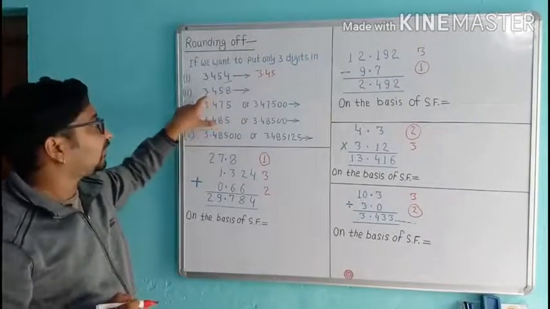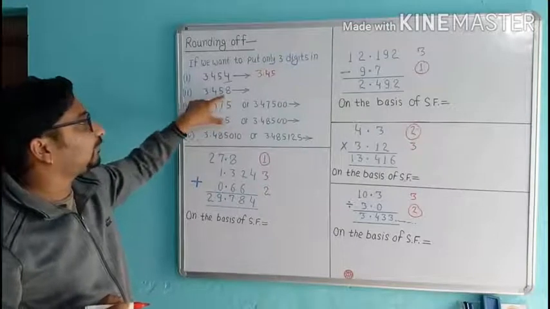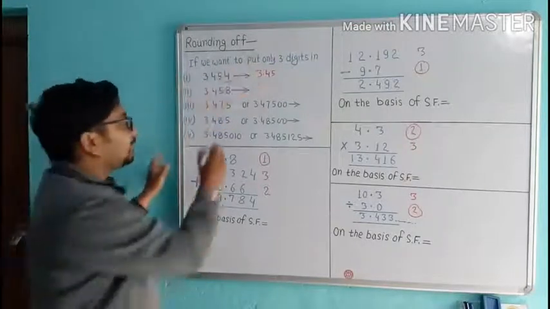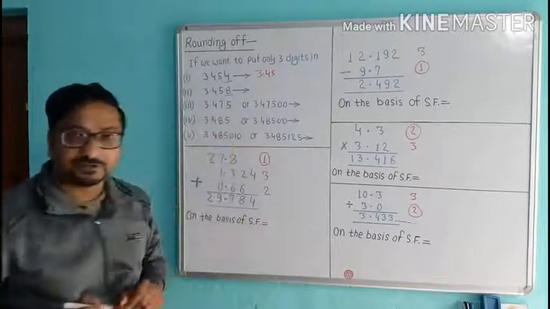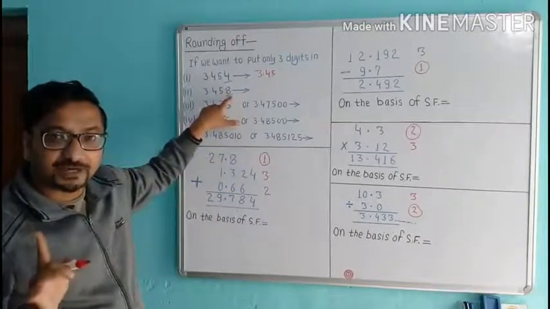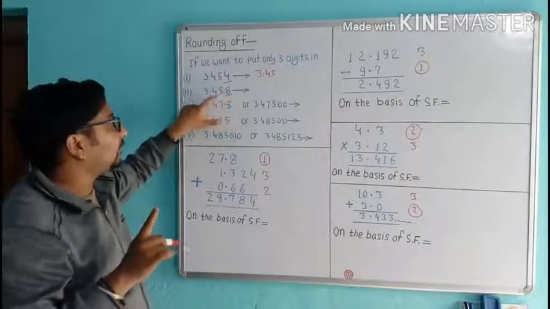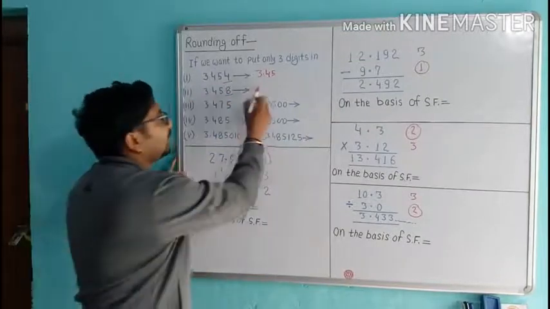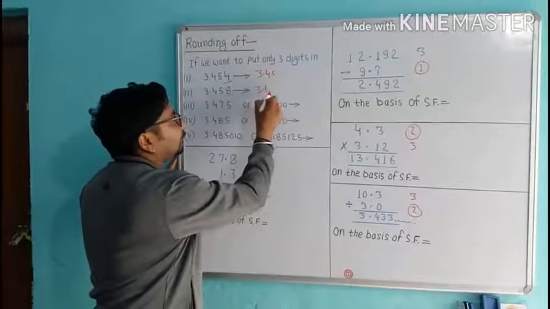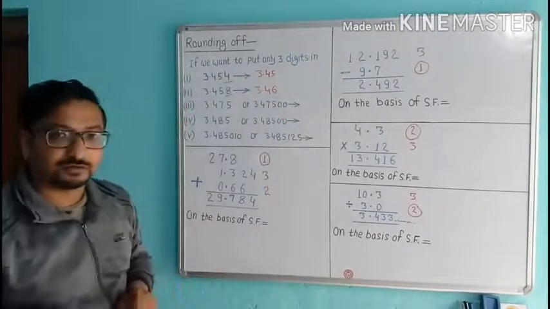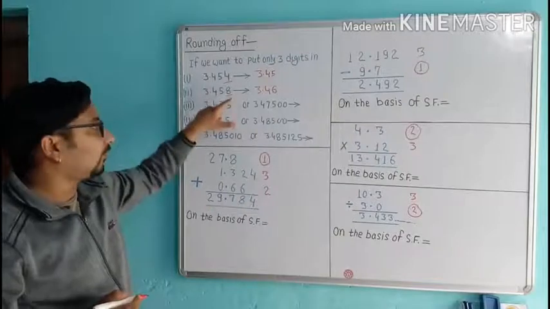Now next, 3.458. In this number, if we want to put only 3 digits, that means we want to remove this number 8. Since this number is greater than 5, we add one number to the previous digit, that means 3.46. This is the rounding off of this number.